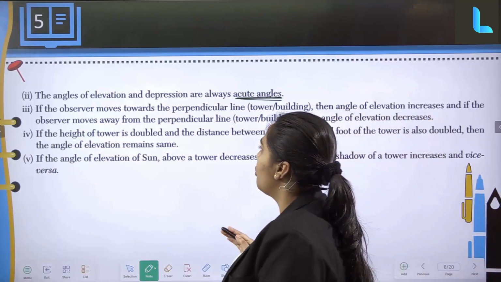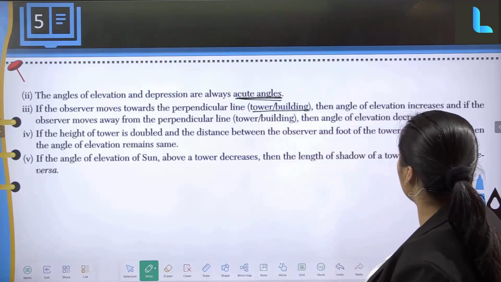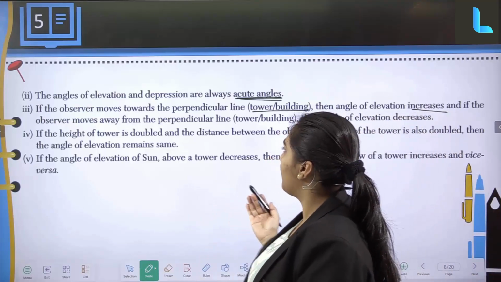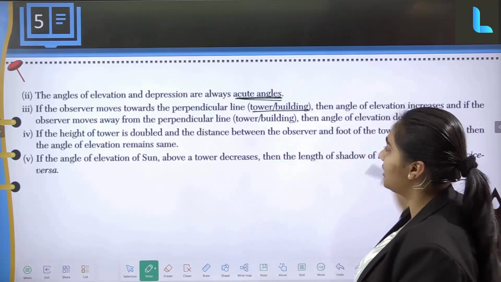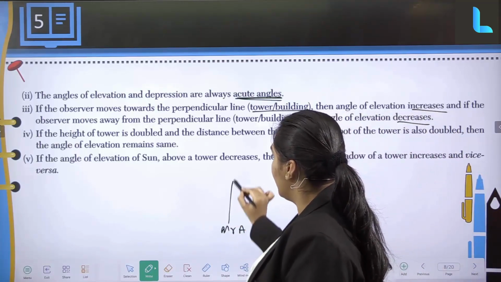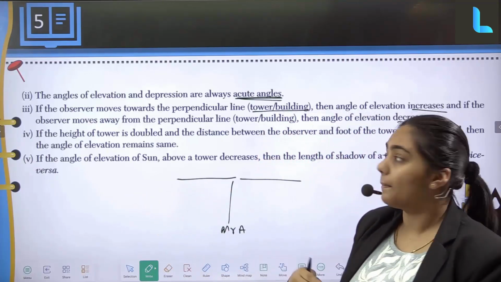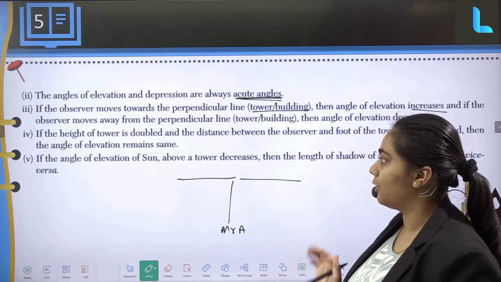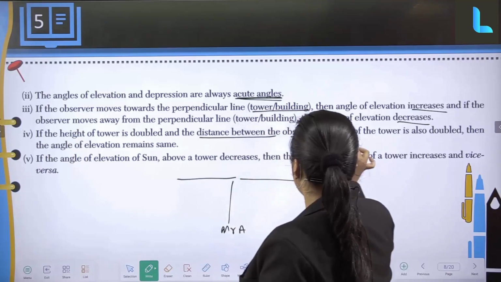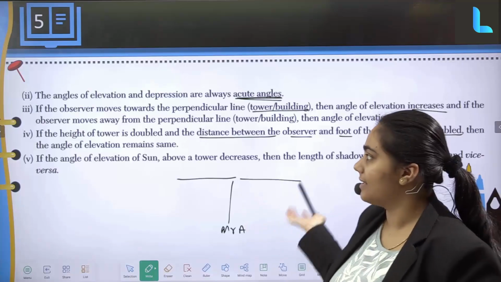If the observer moves along the perpendicular line, that is towards a tower or a building, then the angle of elevation increases, and if the observer moves away from the perpendicular line, then the angle of elevation decreases. See, it is nothing but a person, Mr. M, who is going to be here. If he's walking towards or away, how it is going to react is what they have said over here. If the height of the tower is doubled, the distance between the observer and the foot of the tower is also doubled. See, it is just as simple as that.